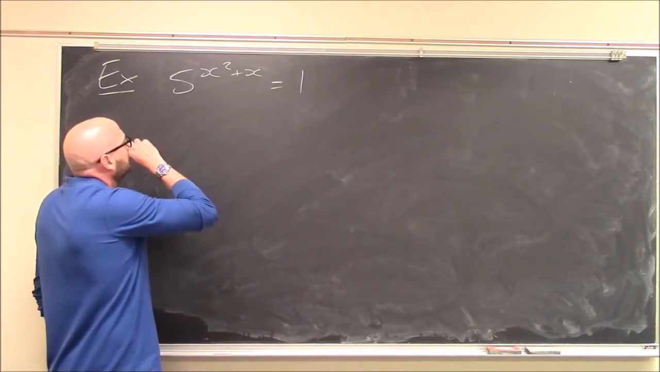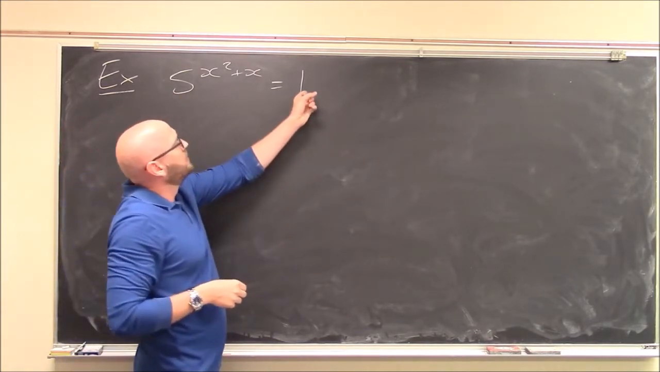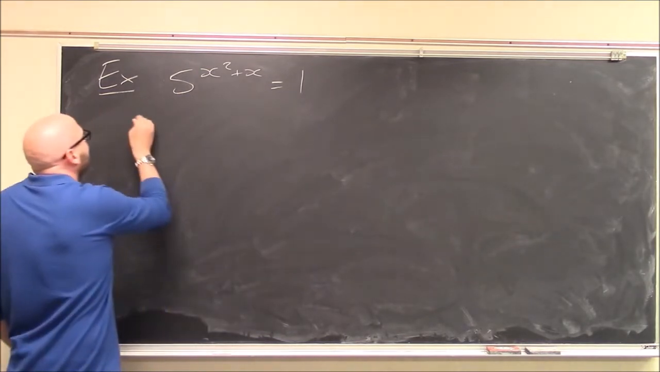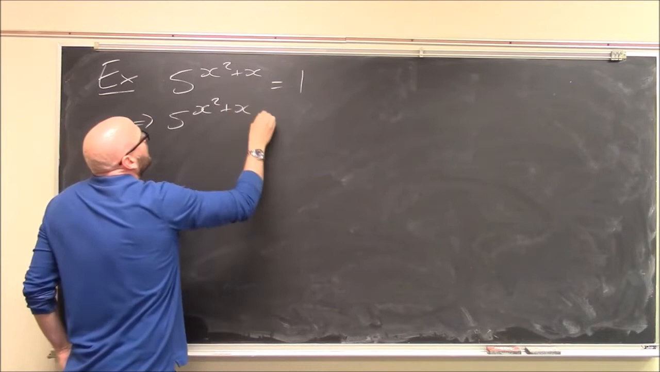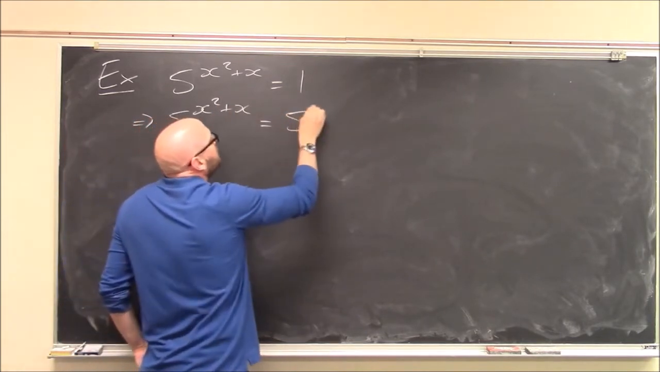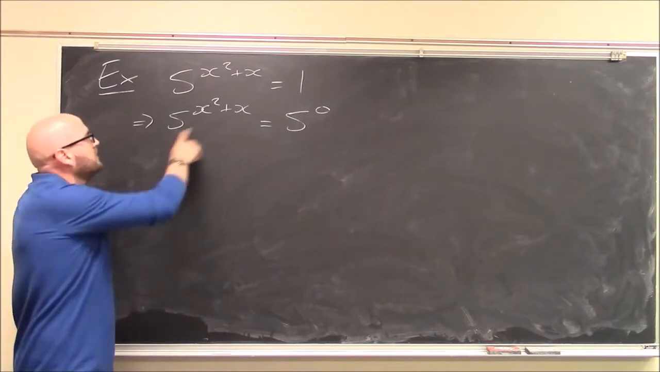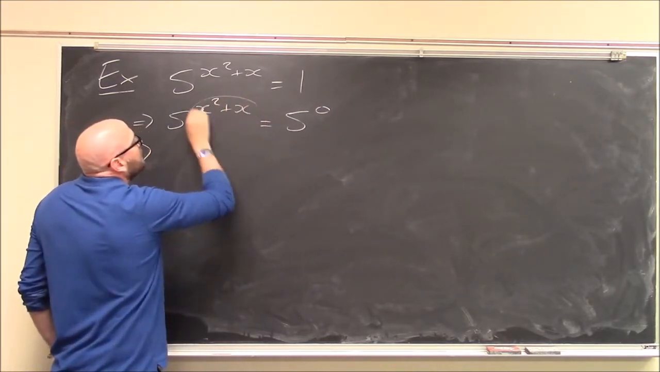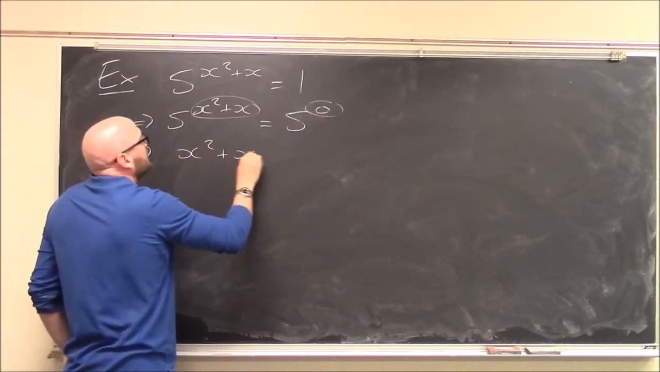Well, the base over here is 5. The base right now is 1. But 1 is really a power of any base, right? And it's a power of any base in the following way. 1 is actually 5 to the 0. Mission accomplished, same base. So if these are equal, the only way is if the exponents are equal. x² + x = 0.